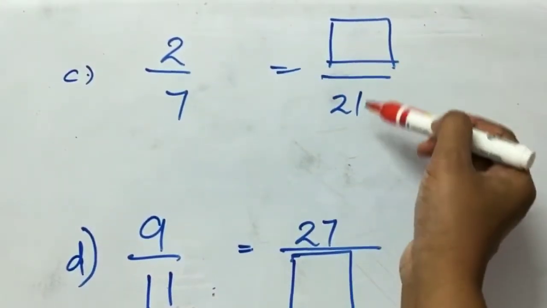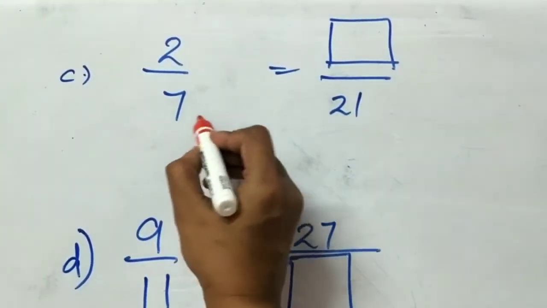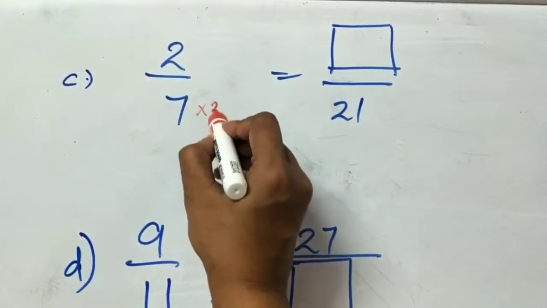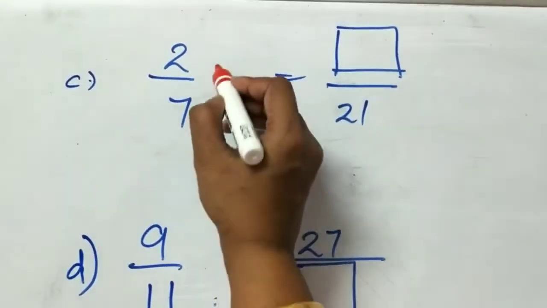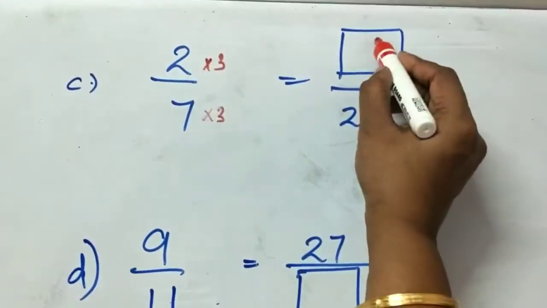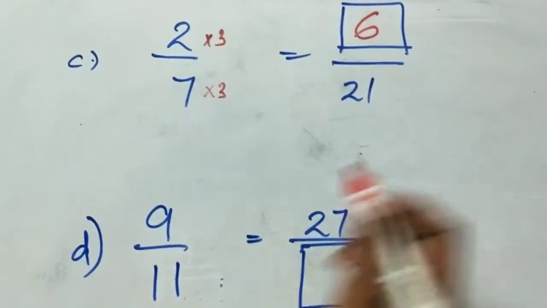2 by 7 is equal to dash by 21. 7 into which number? 7 into 3, 21. So multiplied with 2 also. 2 into 3, 6. 6 by 21.